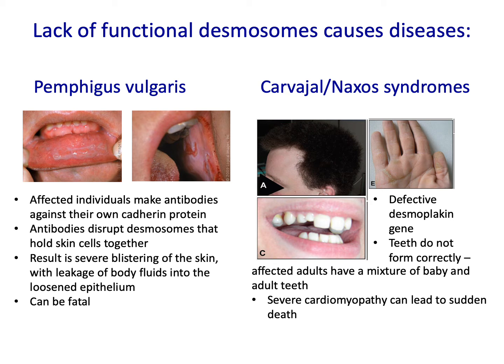Carvajal and Naxos-like syndromes are similar in that they also involve non-functional desmosomes. In this case, the affected individual has a mutation in one of the desmoplakin genes. An interesting aspect of this disease is that it impacts tooth formation and in fact prevents the formation of the adult teeth, so that affected adults then have a mixture of adult teeth and baby teeth that they never lost.